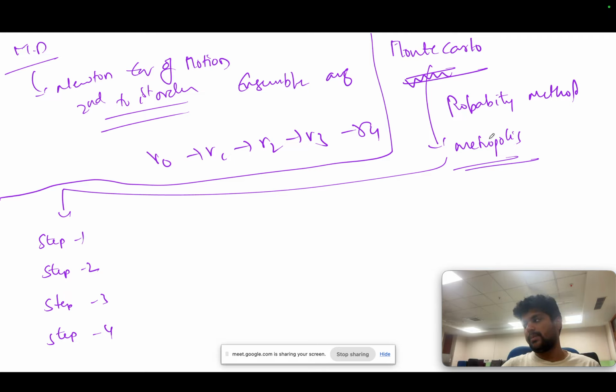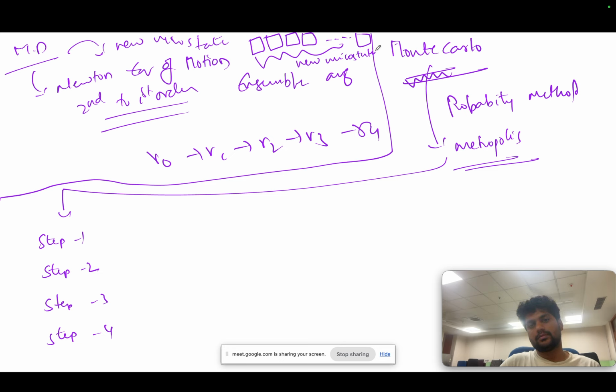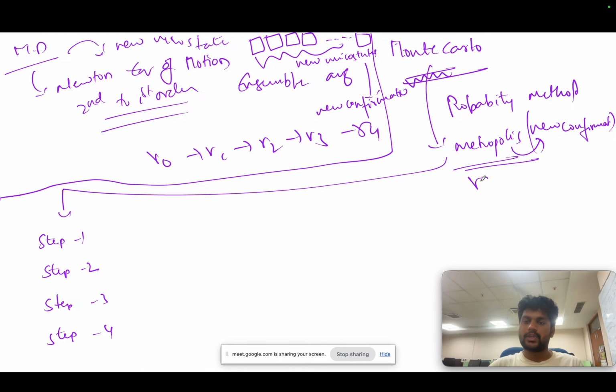So if you see in the MD simulation also, what we are doing is generating new microstates. Basically whatever simulation we are doing, we are generating microstates. Suppose we are going from this microstate to this microstate, and then this microstate, and so on. So basically we are generating new microstates, which means new conformations. The Metropolis method designs the new conformations using a random number.